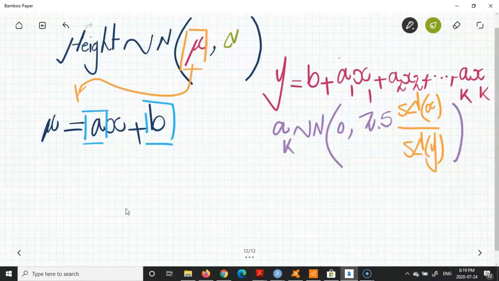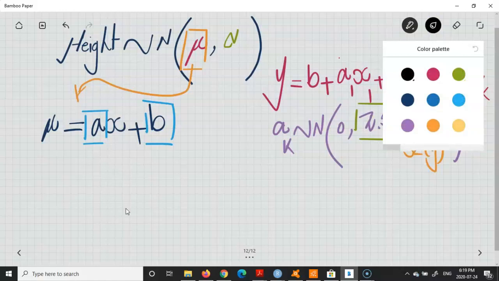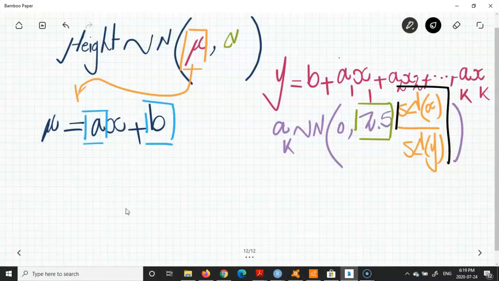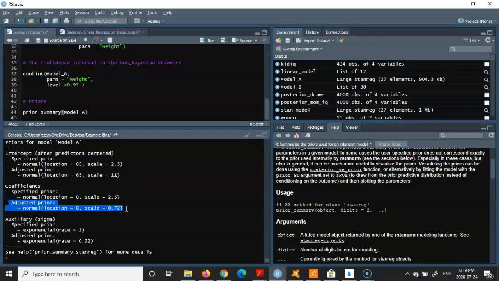We said that the scale has been changed because we have our initial 2.5 value there, which is multiplied by a ratio. The ratio is the standard deviation of your covariates x divided by the standard deviation of your response variable, which is very easy to find. You can just go to R and write the code for the SD of your heights divided by the SD of your weights and multiply that by 2.5. Then you get 7.2.